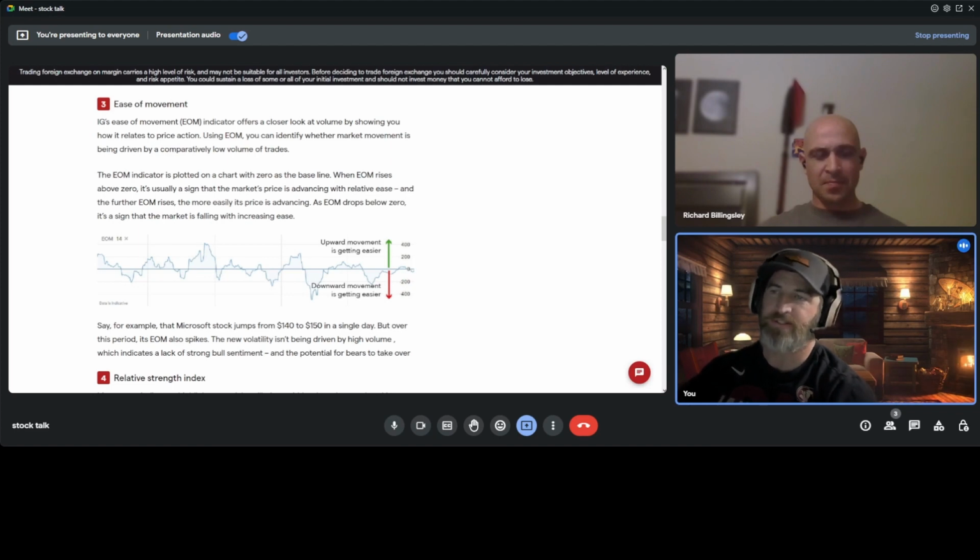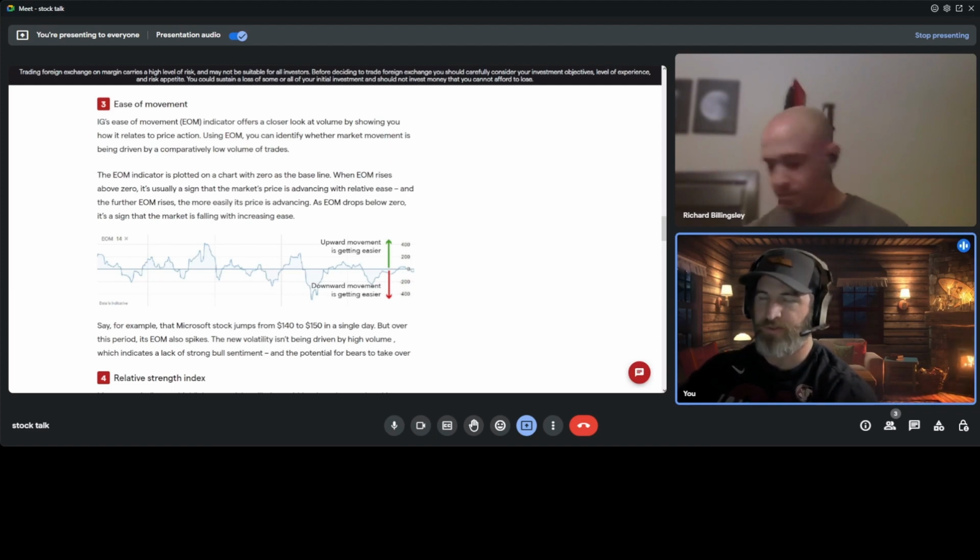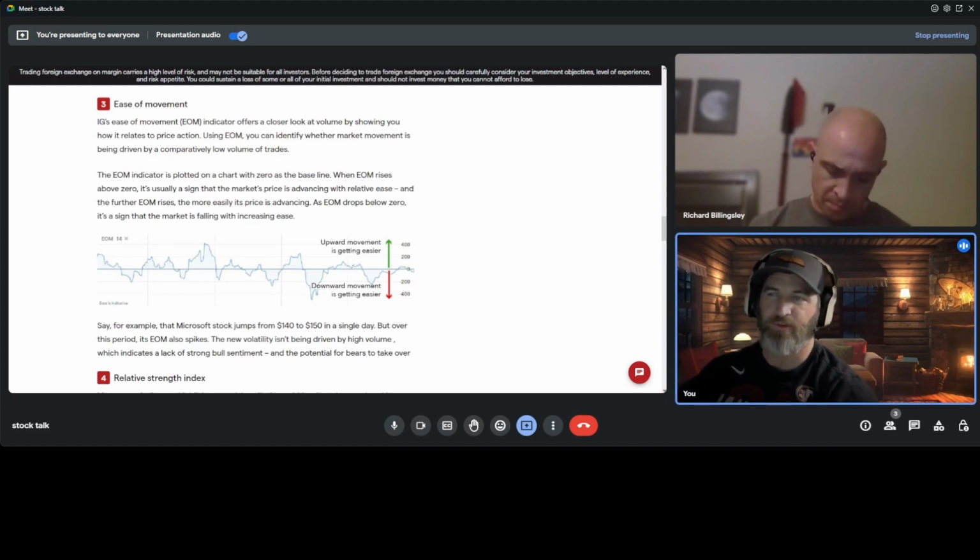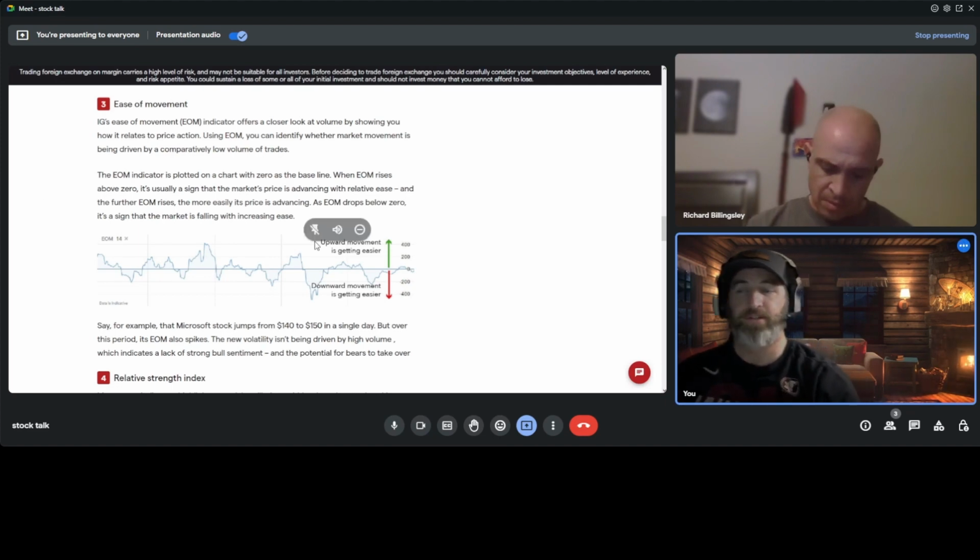How I use it is that it helps me when I'm narrowing down the stocks that I'm interested in getting into. I'll look at the ease of movement, and if it's pointing upwards, I'm like, oh, okay, this might be something that I'm interested in.